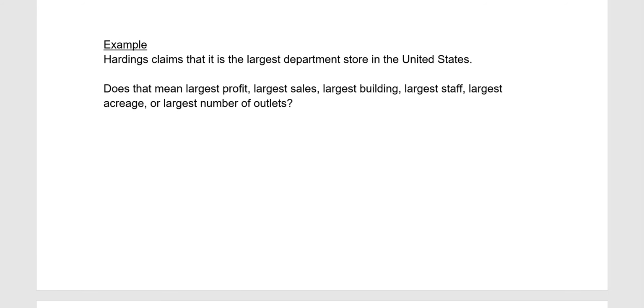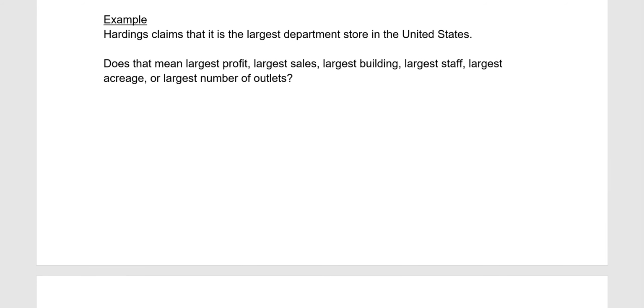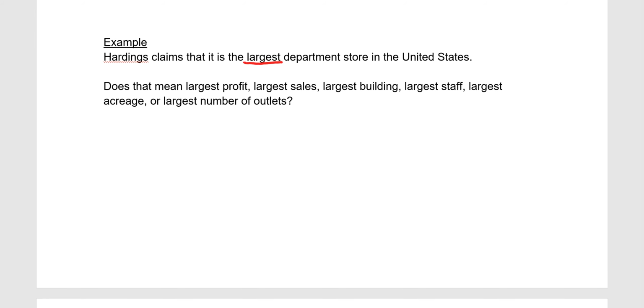So let's take a look at another one. Hardings claims that it's the largest department store in the United States. That's that word largest that we just mentioned a few seconds ago. We don't know what that means. Does that mean that it's the largest profit, largest sales, largest building, largest staff, largest acreage, or largest number of outlets? We don't know because it is not specified.